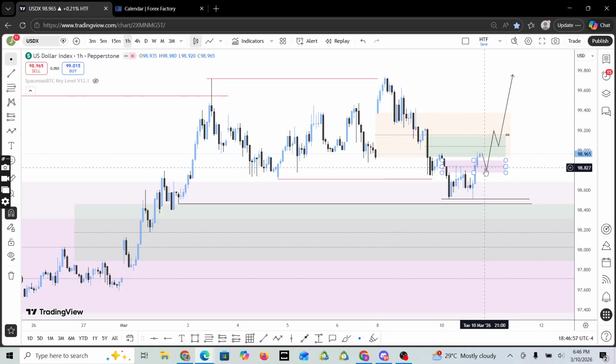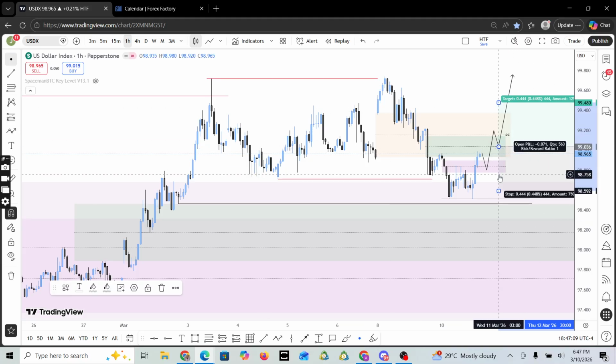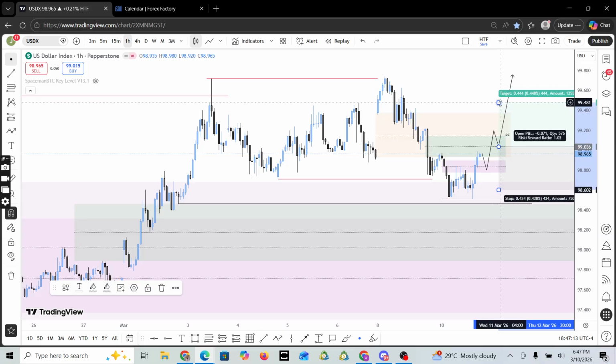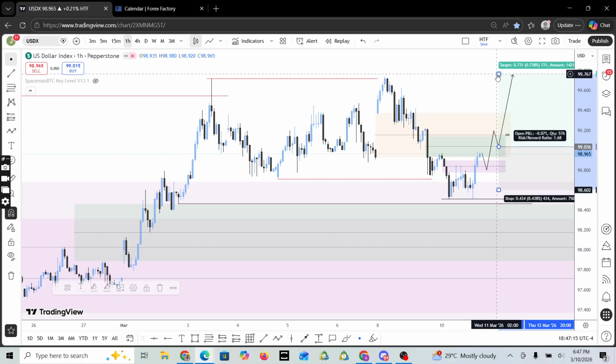So I would first of all wait for this to bounce, close above, and then I can confidently take a trade in here for the highs. So in that case, this is where I would love to place my trades. Target the highs, right?